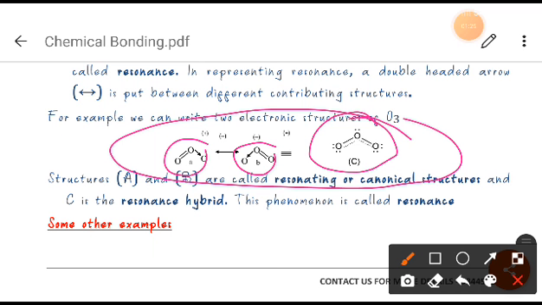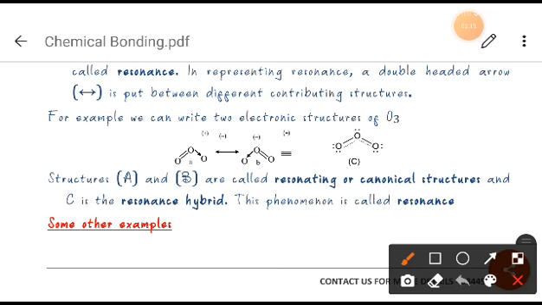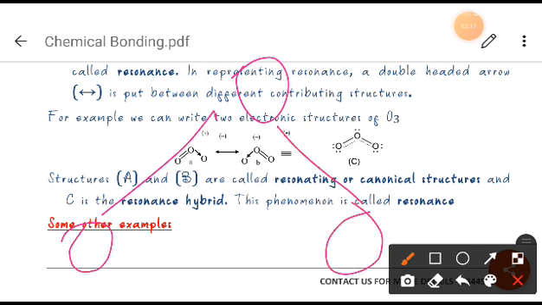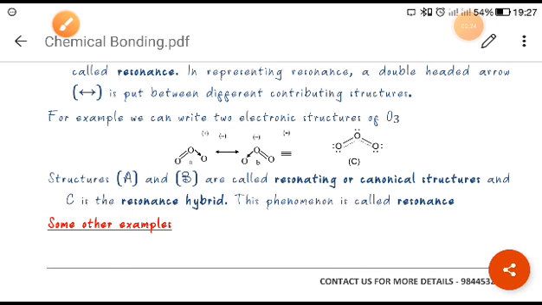Now the problem can be solved if we consider that ozone is capable of existing in two forms in which the positions of the double bond and the single bond are interchangeable, right? How can we solve this problem? If we consider that ozone exists in two forms in which the position of the double bond and the single bond is interchangeable, like this, sometimes double bond, sometimes single bond, it is changing like this, right?